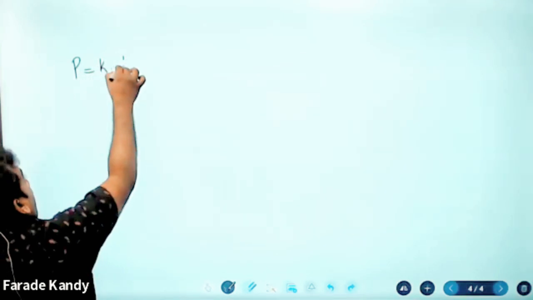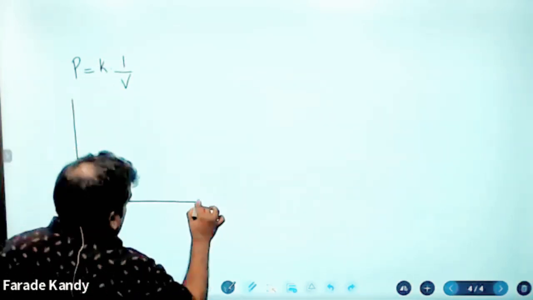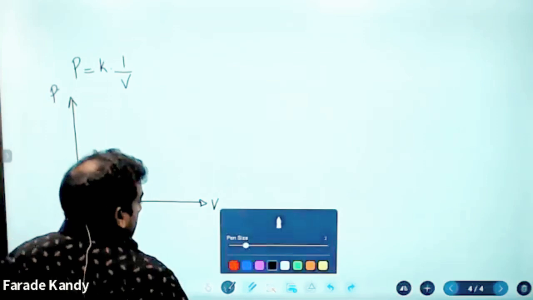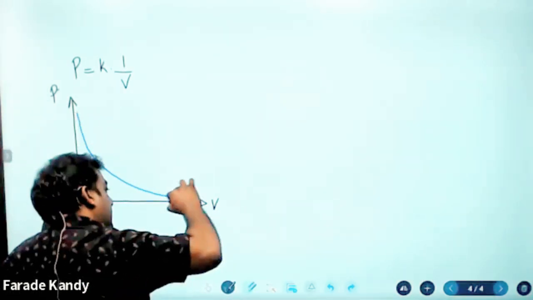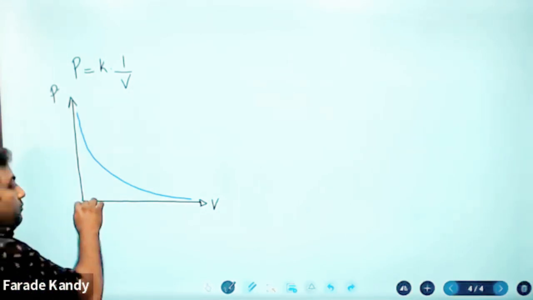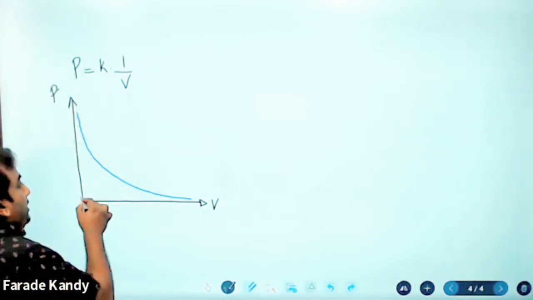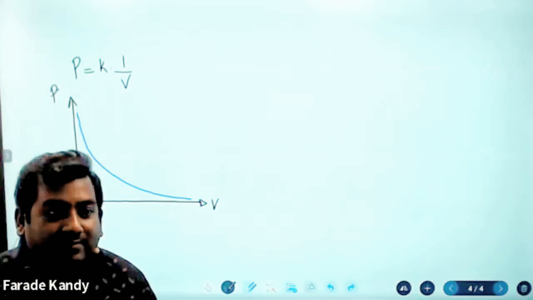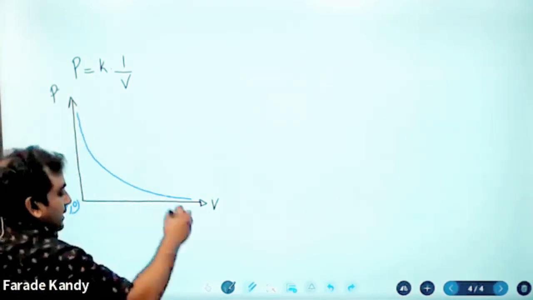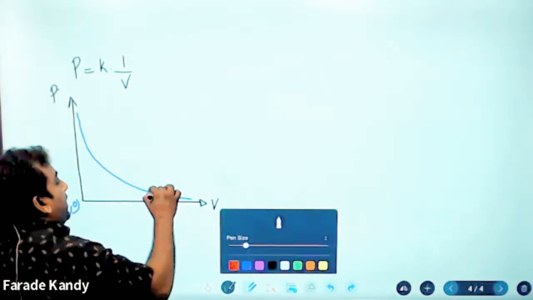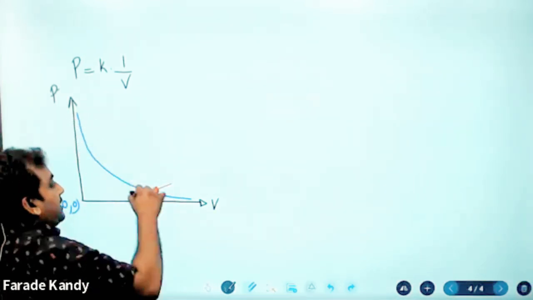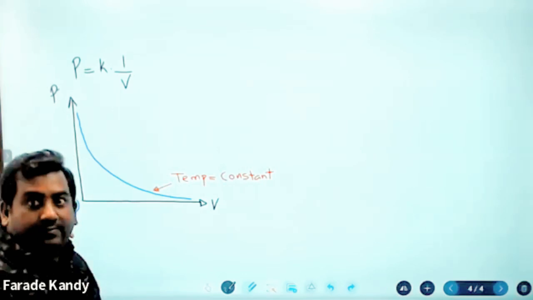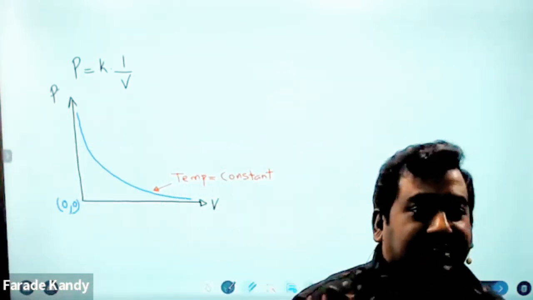Pressure equals K times 1 over V. So we can plot a graph between volume and pressure. The curve is very simple. It's a curve like this. Volume increases, pressure will reduce. Volume reduces, pressure will what? Increase. But something you might not know. Along this curve, the temperature is constant. Right? No? Why? Full system temperature is what? Same.